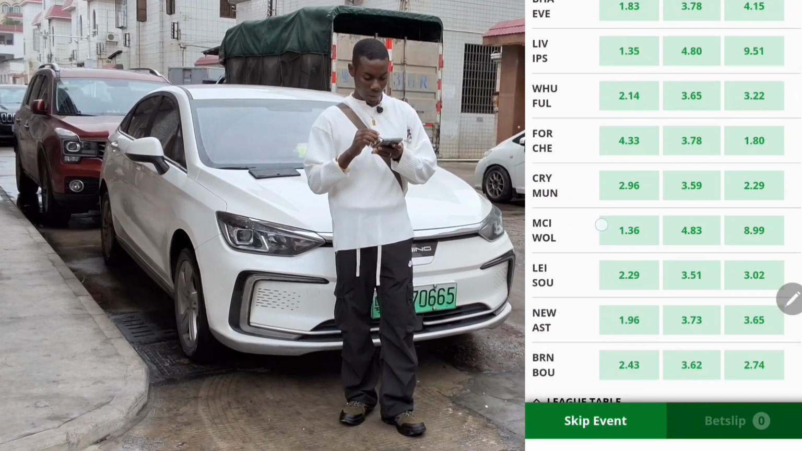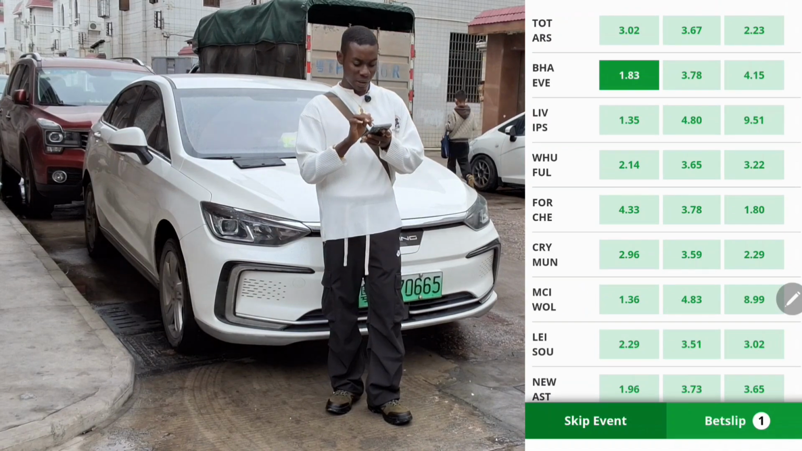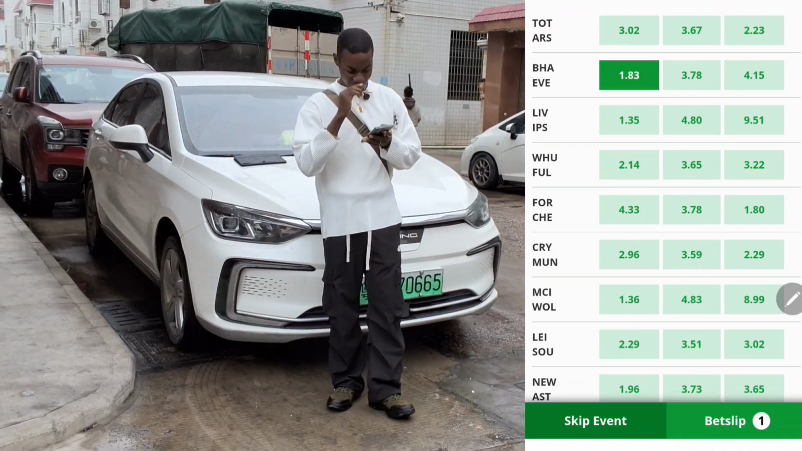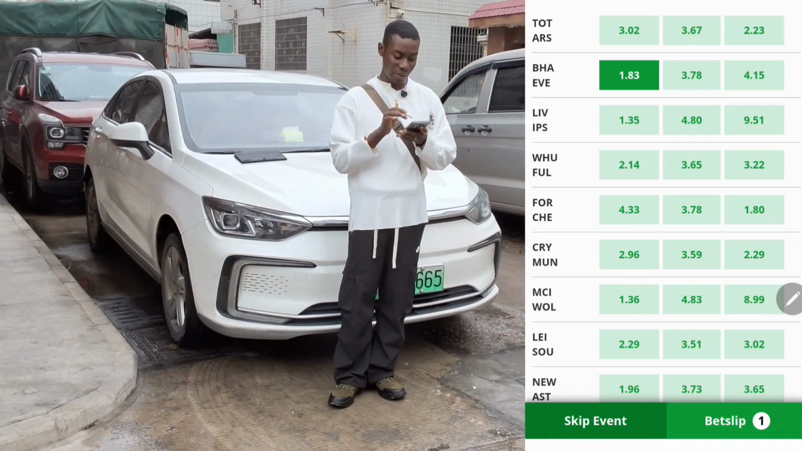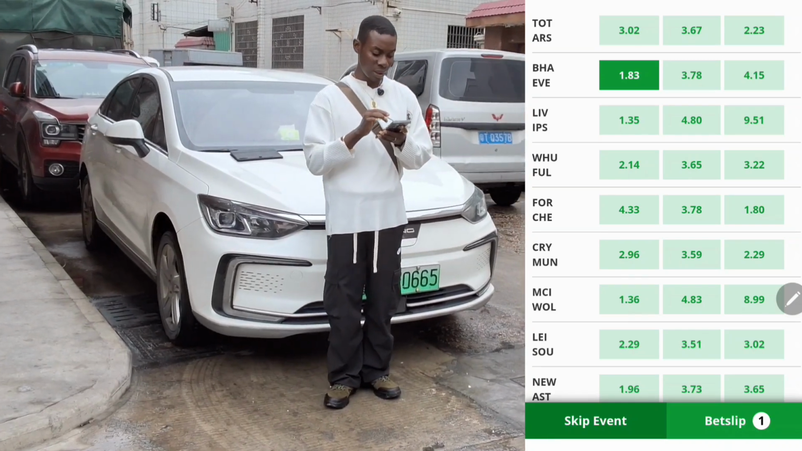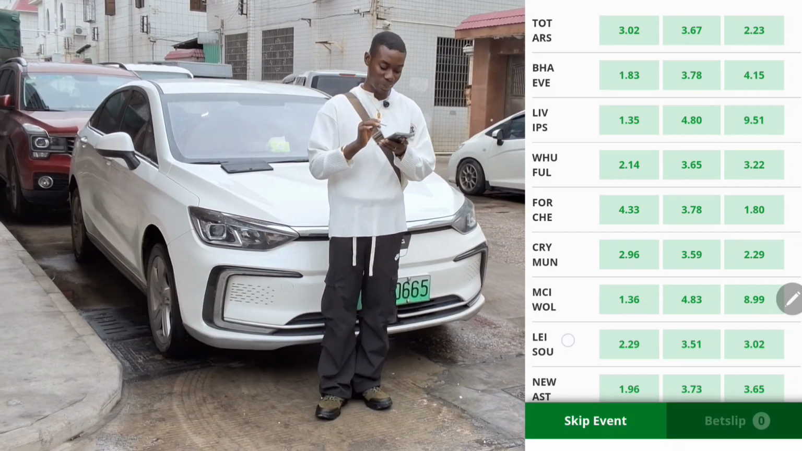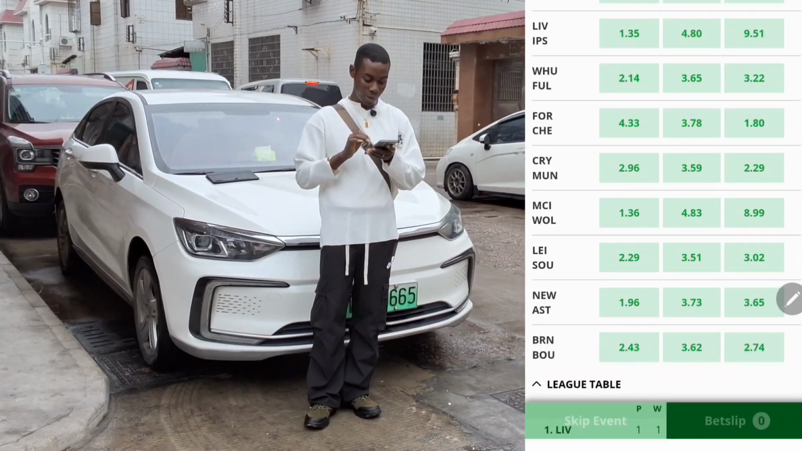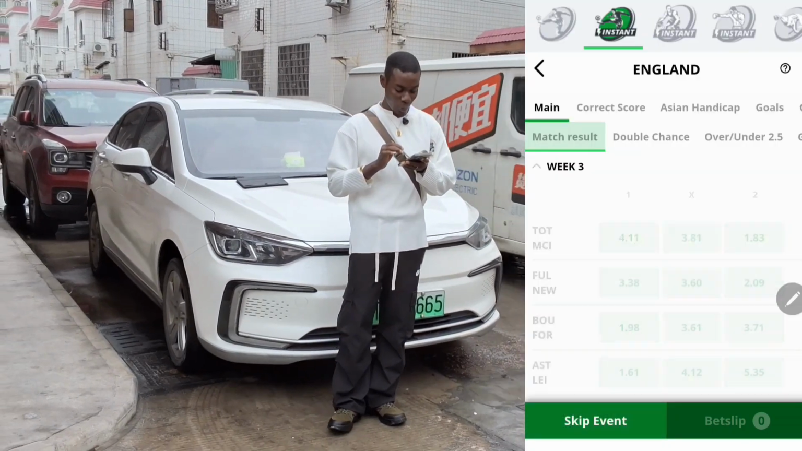Now, okay, there is still no entry point. This would have been a good one, but the odd given to Brighton to win against Everton is 1.83, which is above the odd range that has been given to you, okay? So all you have to do is to skip. There is no harm in skipping. So we skip.